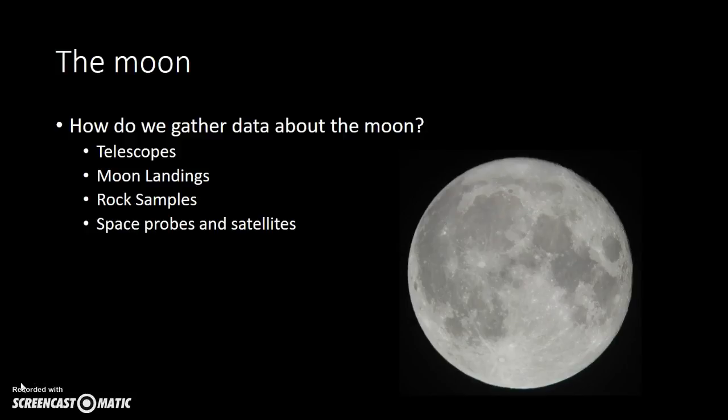So the moon. How do we gather data about the moon? Well, we use telescopes. We use the moon landings. There have been 6 since we've started the space program. We use rock samples, which tell us about what the Earth used to look like, and we have space probes and satellites.